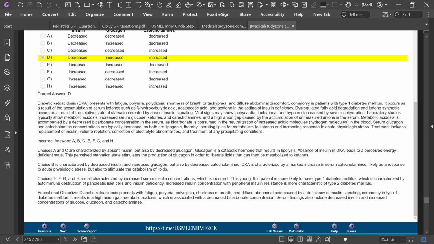In DKA, like I have told you, glucose is around 250 to 500, and as DKA is a high anion gap metabolic acidosis, bicarbonate would be low, anion gap would be high, ketones would be high, and if we look at the osmolarity, serum osmolarity should be less than 320. Osmolarity should be low.